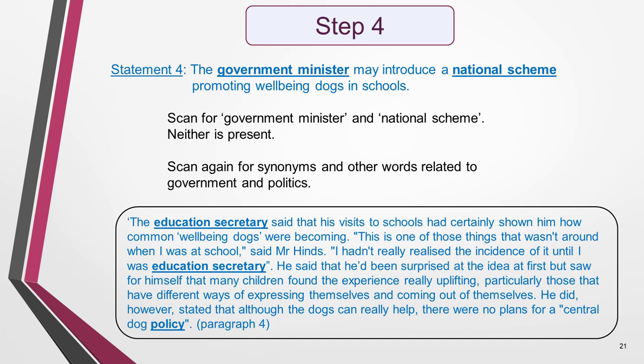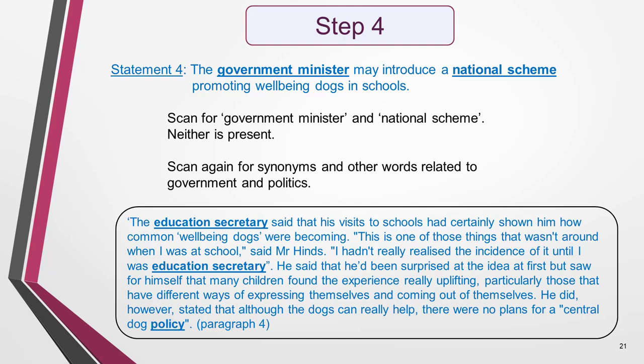Moving on to the last statement, I select government minister and national scheme as my keywords and continue scanning the rest of the text for them. In this case, it means the last paragraph. I don't find either of these phrases in the text, so I need to think about possible synonyms. Even if I know little about politics, I can guess that the education secretary is a government minister, so that's a start. I scan again, looking out for any other words related to government and politics.